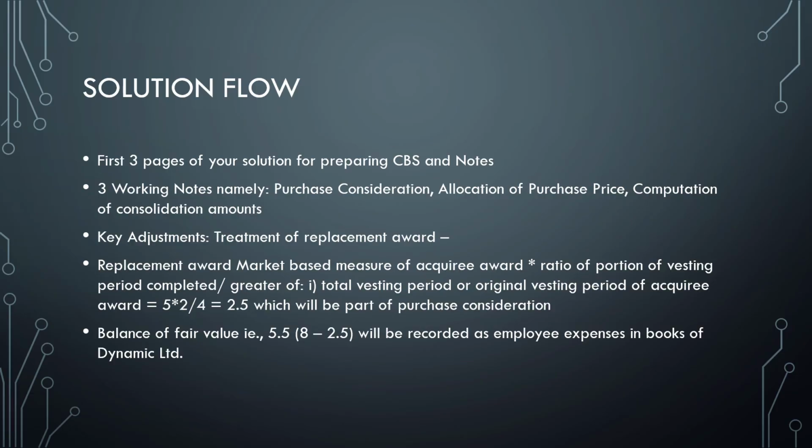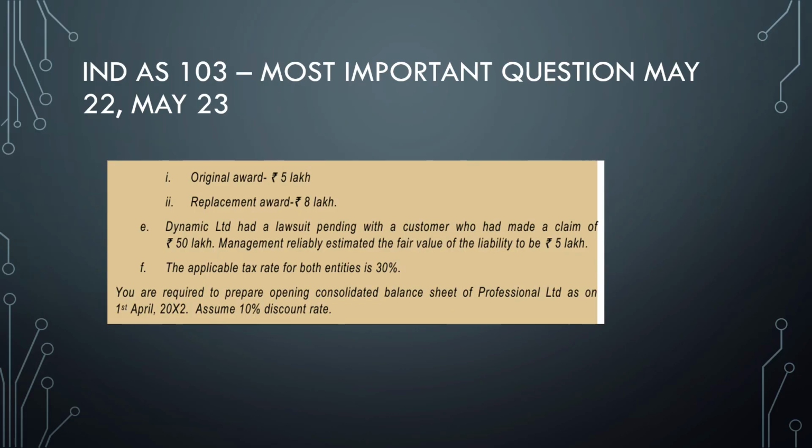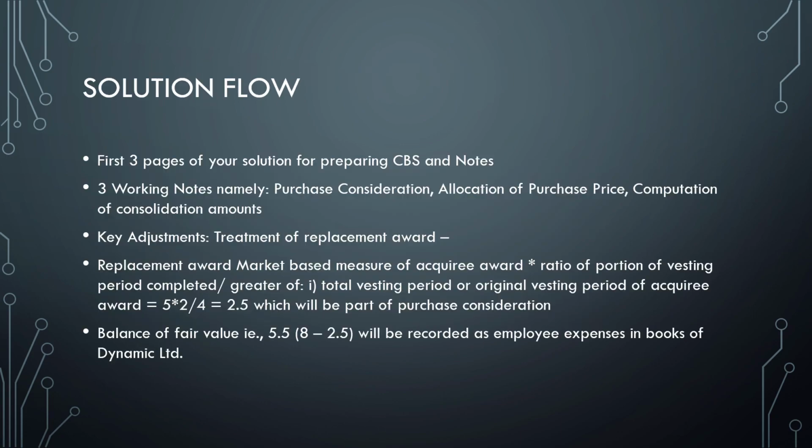The key adjustment here, as I was referring, is the treatment of the replacement award. The replacement award is the market-based measure of the acquiree award into the ratio of the portion of vesting period completed divided by the total vesting period or original vesting period of the acquiree. In this case, the original award is 5 lakhs, so 5 into 2 by 4 is 2.5. This amount will be part of the purchase consideration.